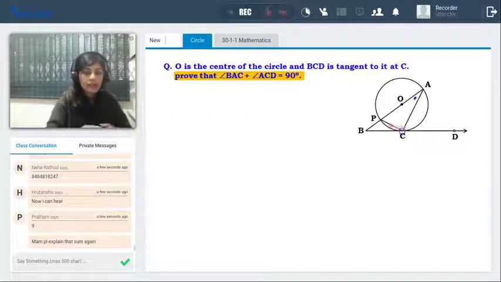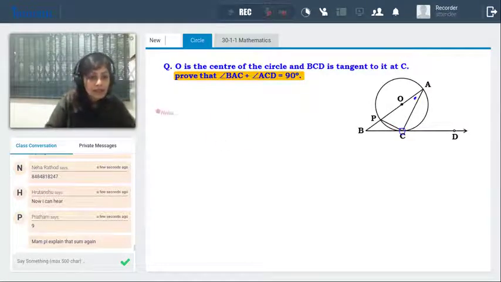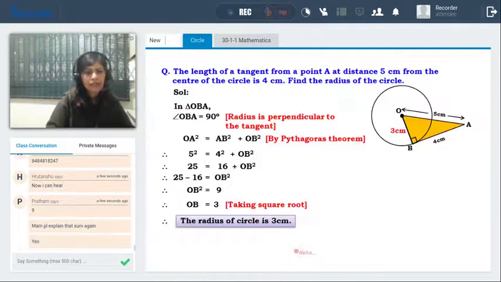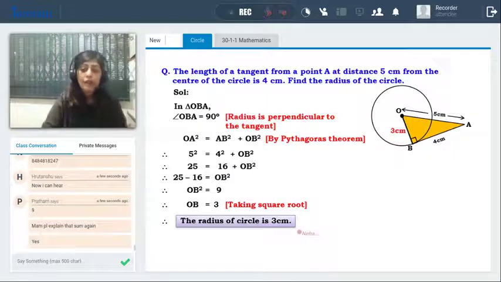Which sum do you want, Pratham? The previous sum? Do you need explanation of the previous sum? I assume it's the previous sum, so we'll move to that again. Okay, Pratham, please observe.